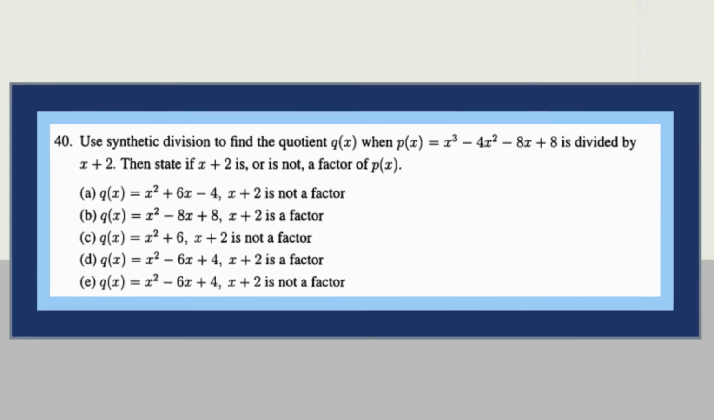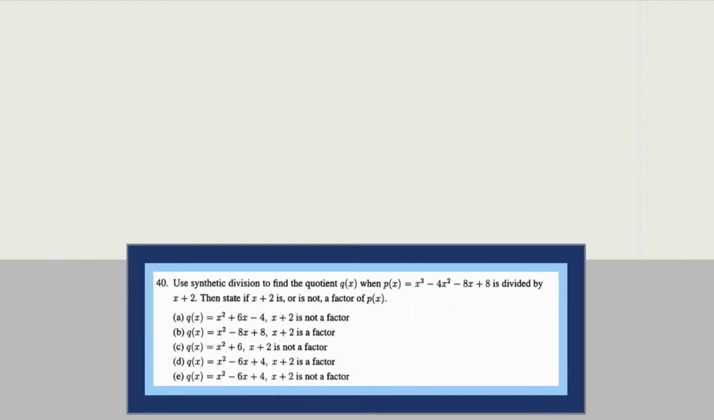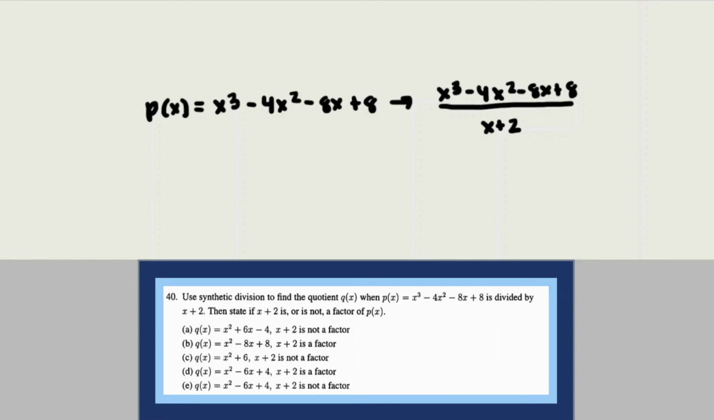Alright, so I'm going to write down everything we need for this problem. Alright guys, so I wrote down everything. Essentially what we're going to find is the quotient, which is going to be x cubed minus 4x squared minus 8x plus 8 divided by x plus 2. And we're going to use synthetic division to find this.